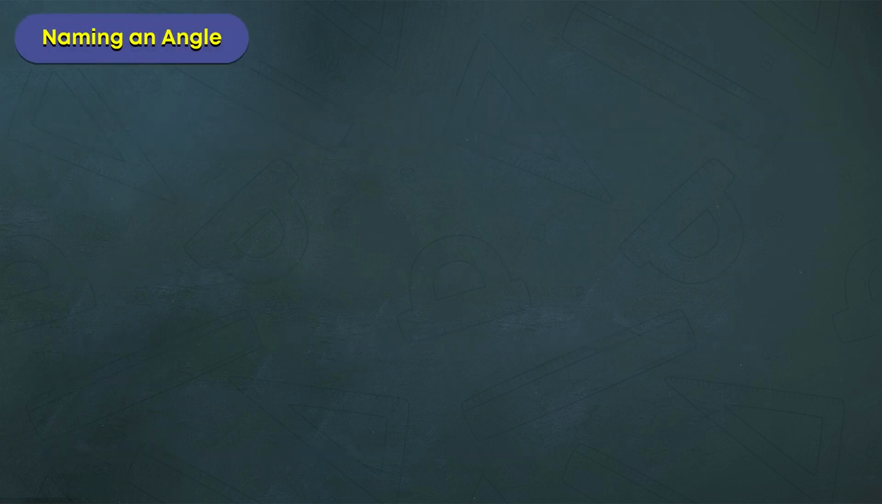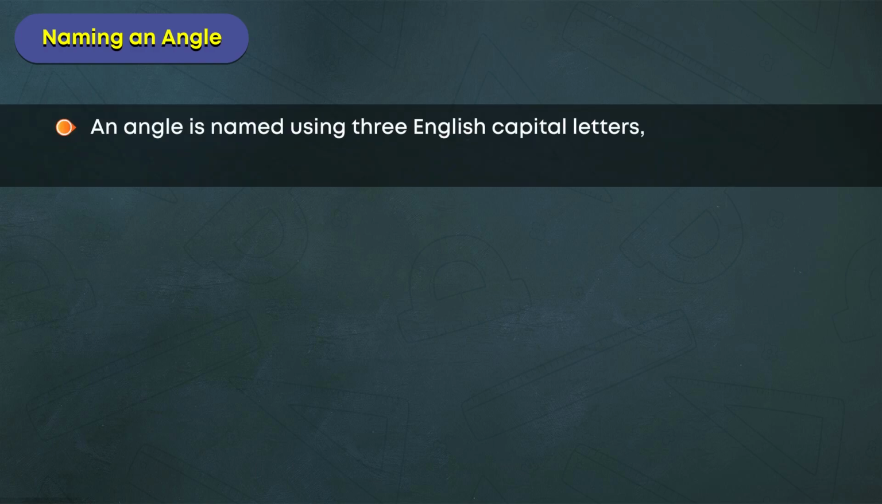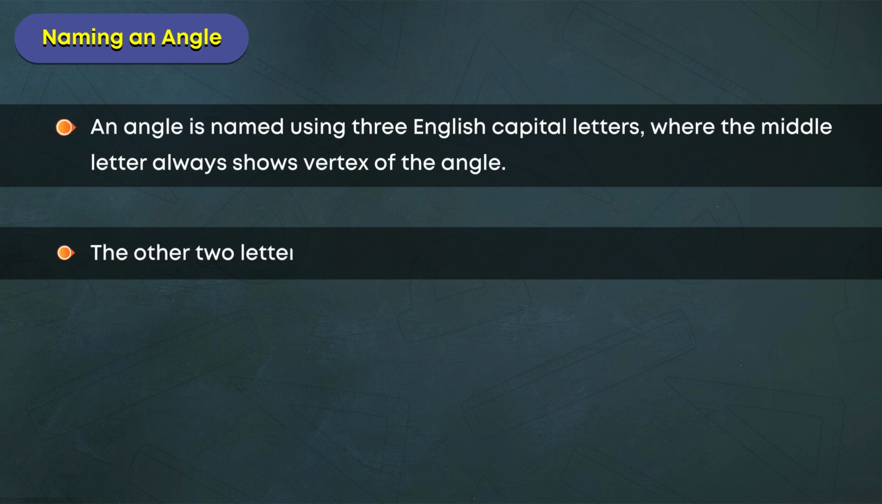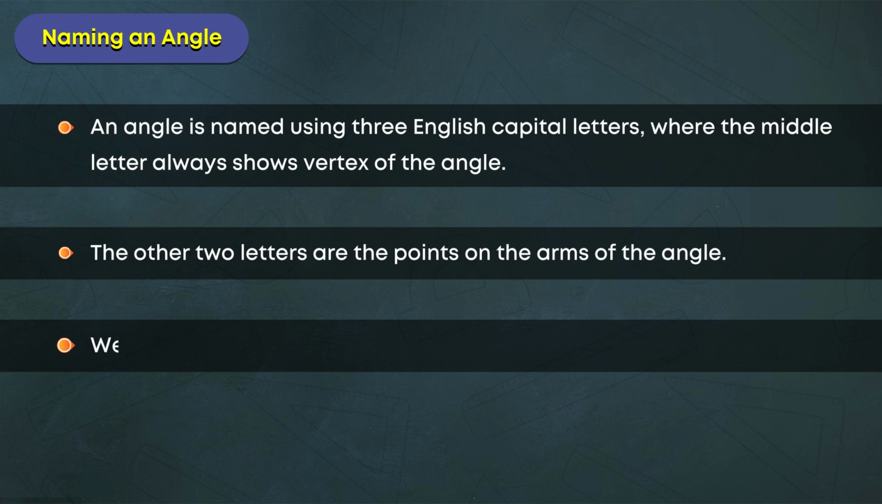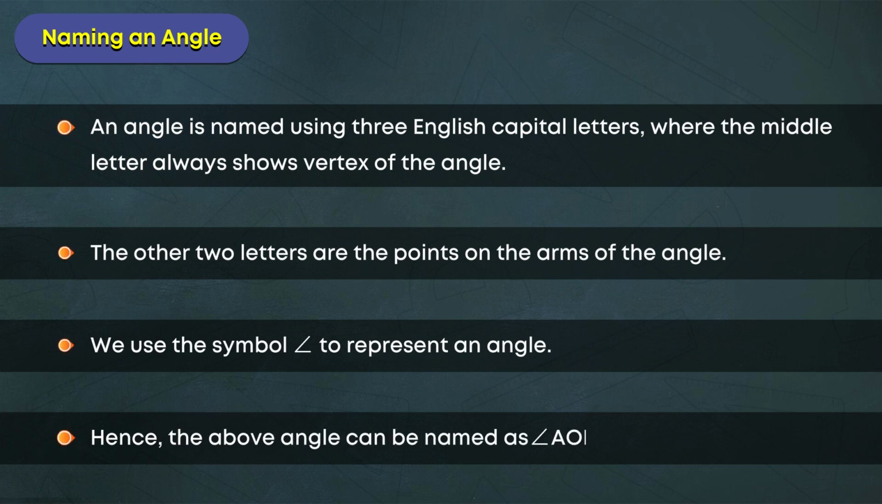Naming an angle. An angle is named using three English capital letters, where the middle letter always shows the vertex of the angle. The other two letters are the points on the arms of the angle. We use the symbol ∠ to represent an angle. Hence, the above angle can be named as angle AOB or BOA.